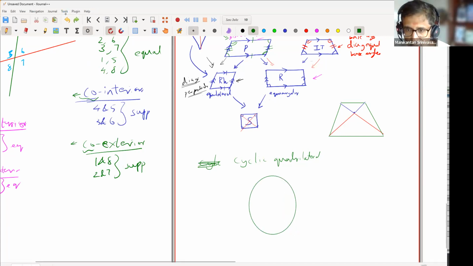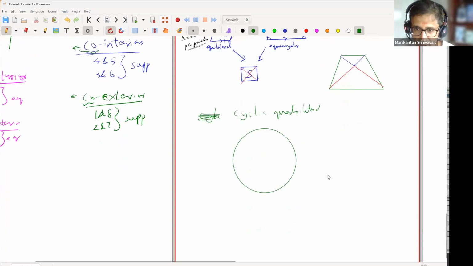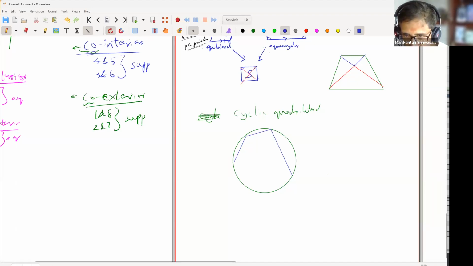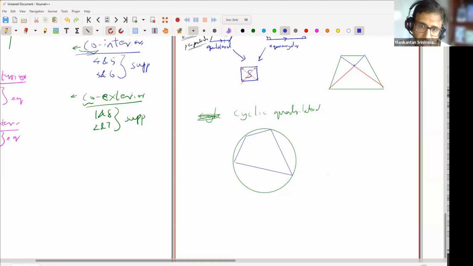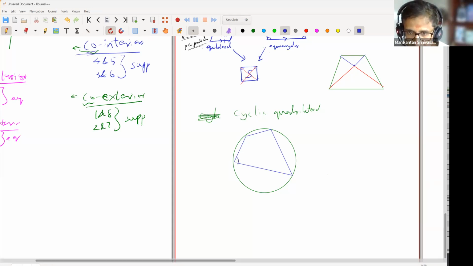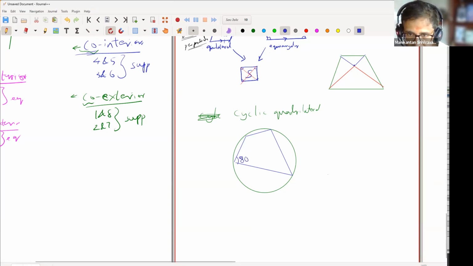Exactly. A cyclic quadrilateral is nothing but a quadrilateral which is encompassed within a circle. So a quadrilateral, something like this. I'll just draw a general quadrilateral so that you don't make any wrong assumptions. So this is a cyclic quadrilateral. And a property of the cyclic quadrilateral is opposite angles add up to 180. So this angle and this angle will add up to 180. Let's say this is 80 degrees, then this will be 100 degrees. And let's say this is 130 degrees, and this is 50 degrees.